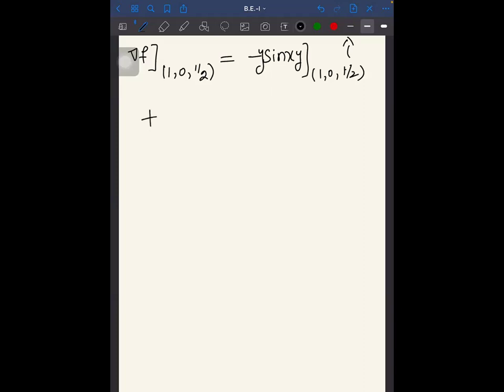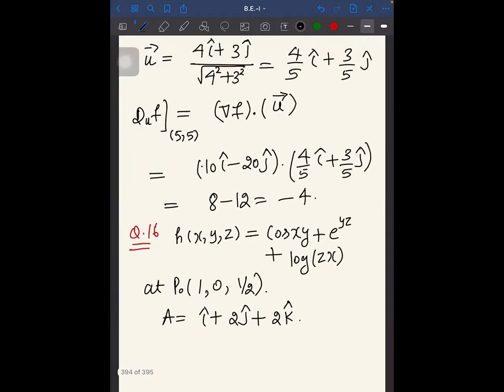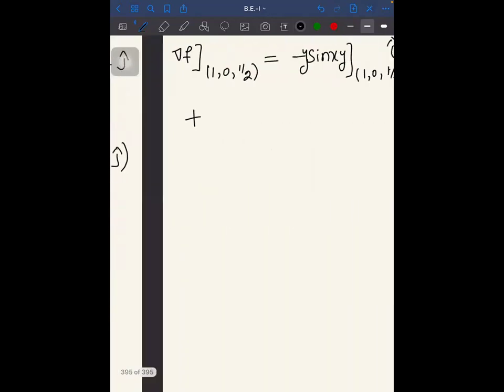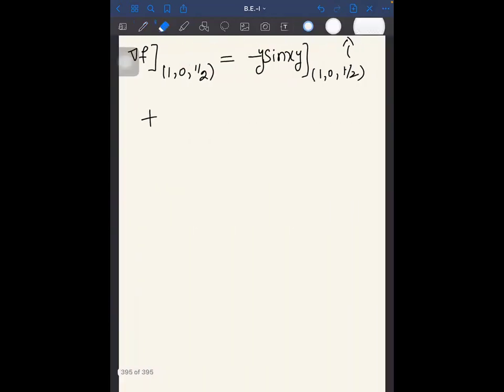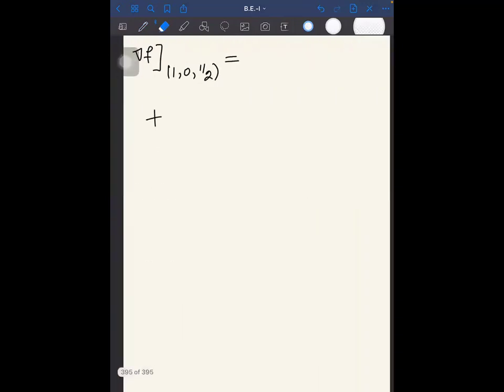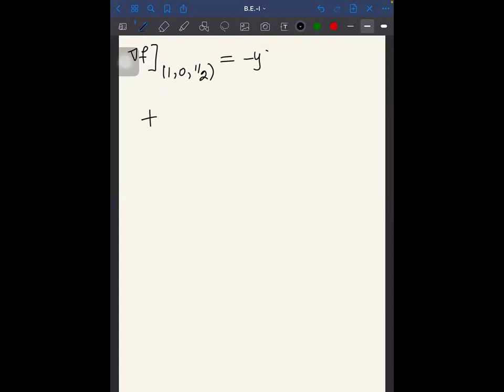Plus. So you do it with respect to y. So what do you get? We will have to partially differentiate log and e^(yz) terms. That is minus y sin xy plus z times 1 by z, 1 by x, into z, at (1, 0, half).